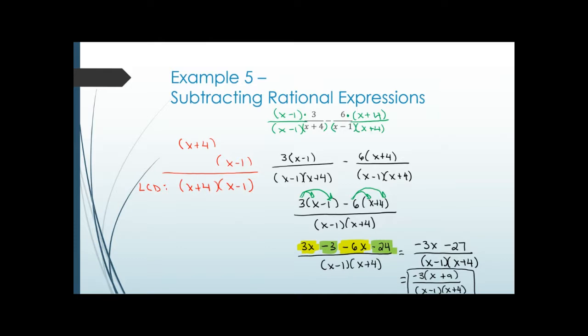You have this -3 times x plus 9 over x minus 1 times x plus 4.